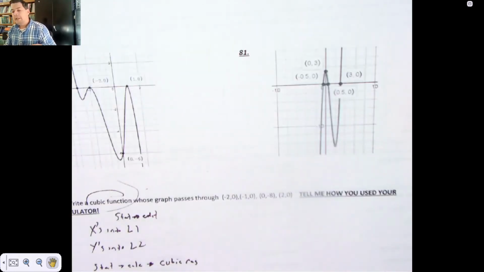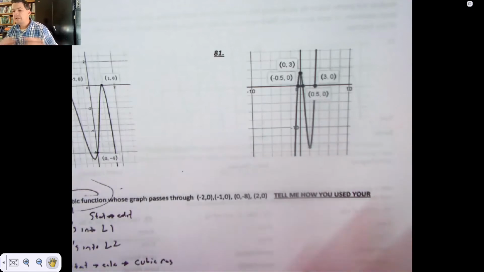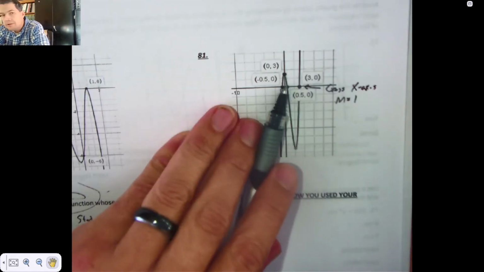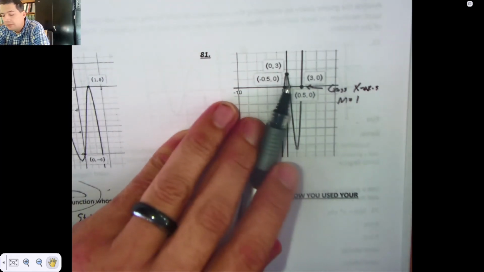All right, moving on to 81. The instruction says write the polynomial of least degree whose graph is shown. Do not forget to find a. So we're using a very heavily modified version of intercept form. We also have to be aware of what we call multiplicity, and crosses and touches. This guy crosses the x-axis. The multiplicity is 1. In fact, every one of these crossings on the x-axis has a multiplicity of 1.